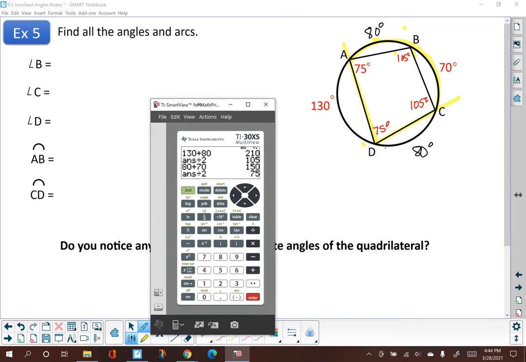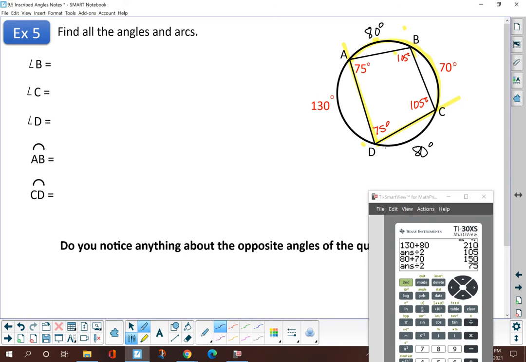So now we can answer the questions that are asked. Angle B on our diagram is 105. Angle C is also 105. Angle D is 75. Now we have an arc. AB is 80 degrees from the diagram, and arc CD down at the bottom is also 80 degrees.